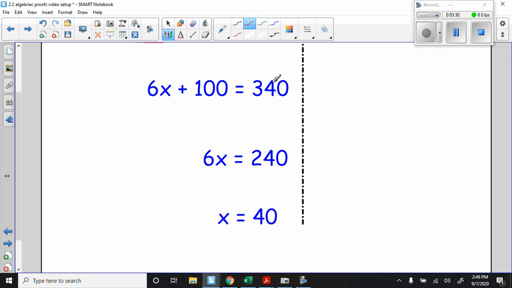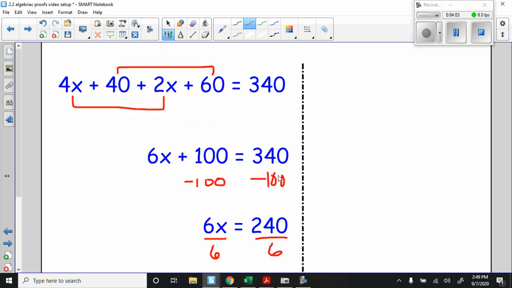So here I am. How did I get to the next step? Well, we subtracted 100 from both sides to get this result. And then for this next problem, how would you get to the final answer? I divided by 6. So that's your traditional math problem.